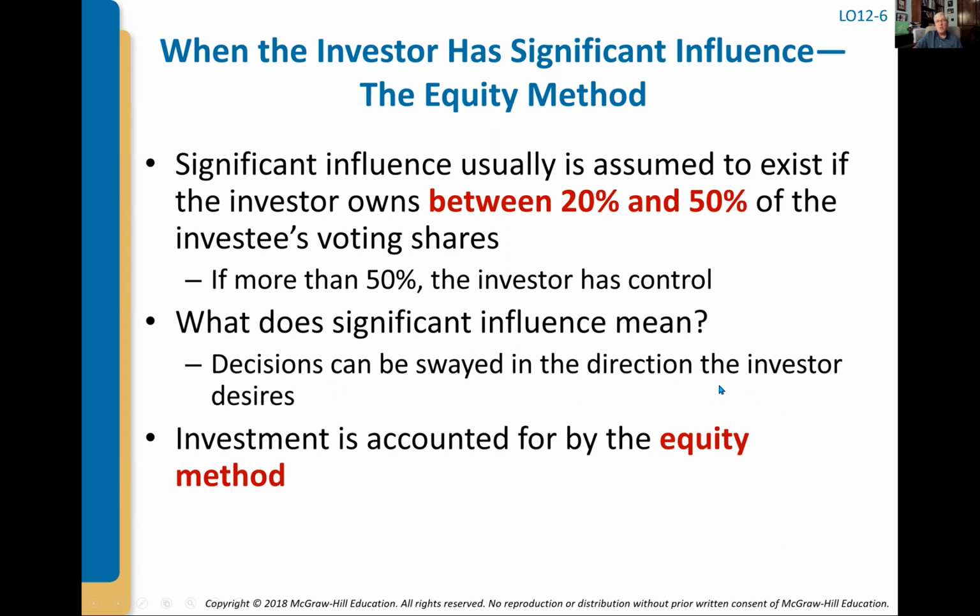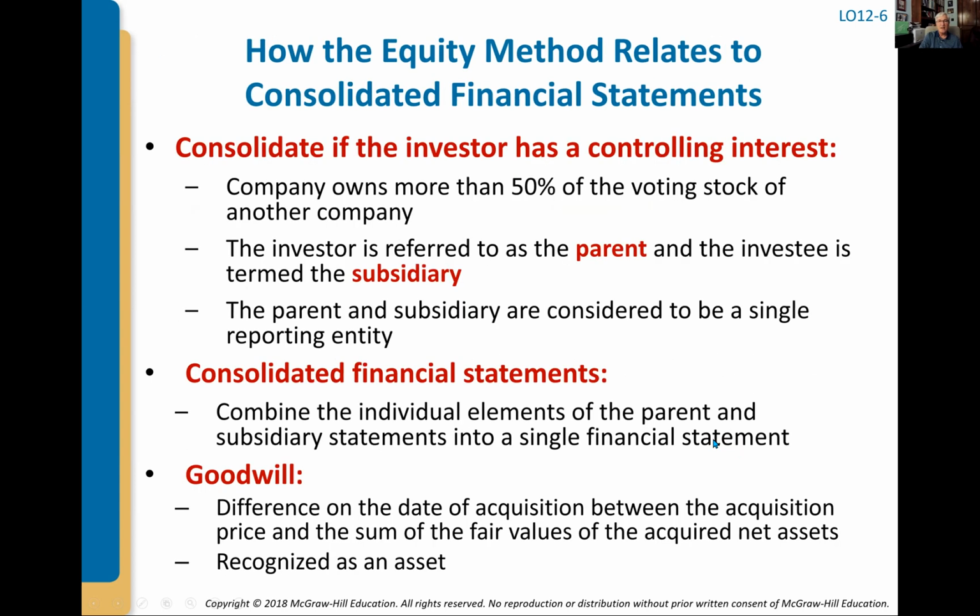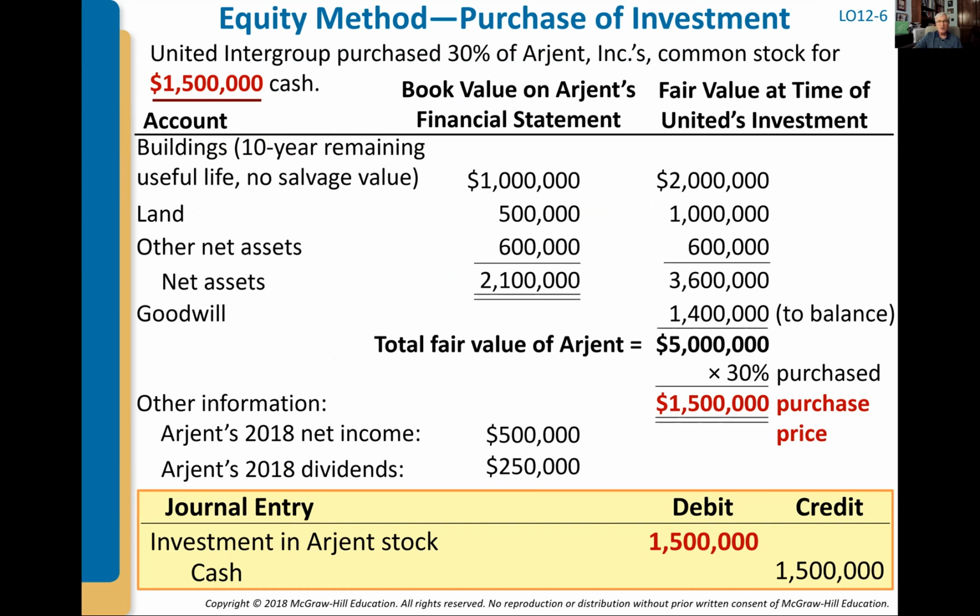Decisions can be swayed in the direction the 20%, the 50% investor wants. And we use the equity method. So let's look at accounting for that. Well, I'm going to get into all this consolidation stuff here. But here's a situation.